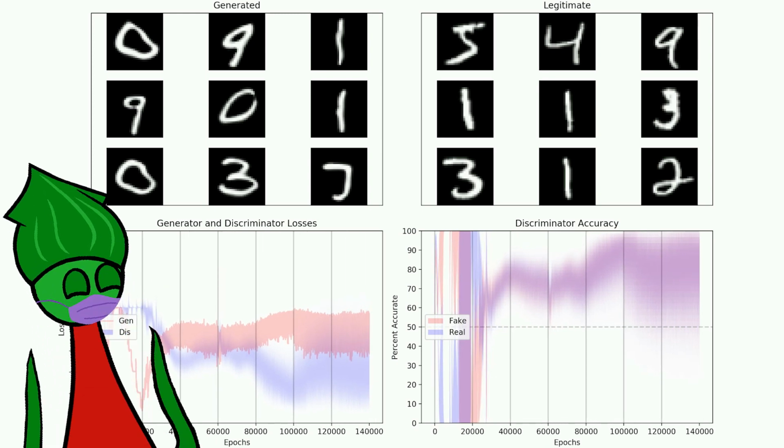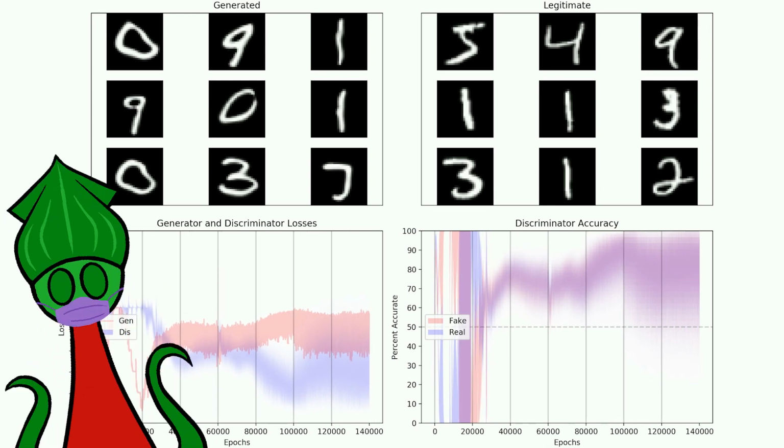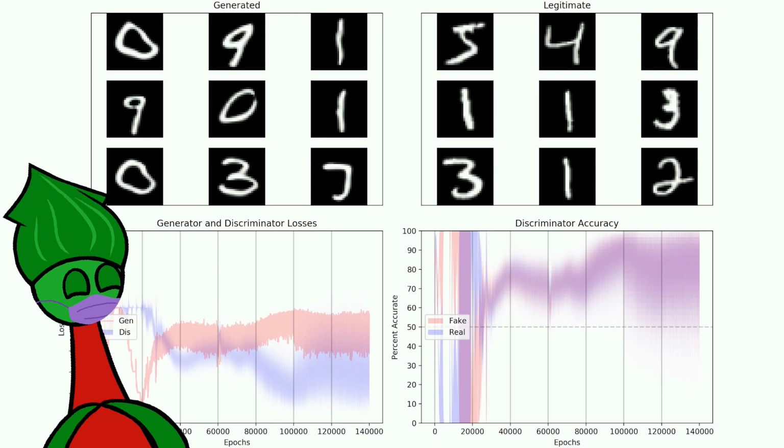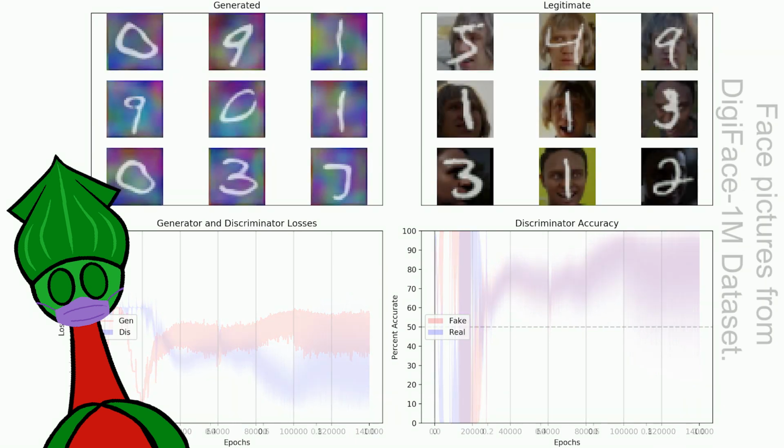Those look like digits. In another video, I showed it's better to fake MNIST digits with classification, so the generator is specifically told to make like a 3, say. But these look fine. Now let's try human faces.